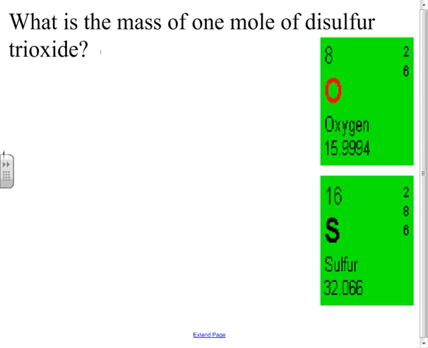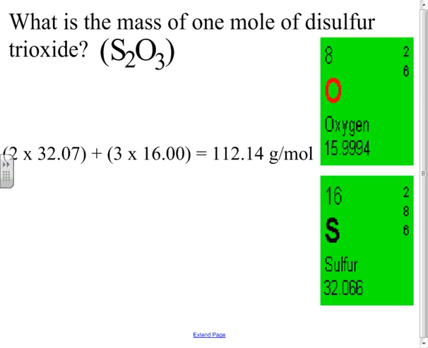If we have disulfur trioxide, again, the first thing I do is figure out what the chemical formula of disulfur trioxide is. It is S2O3, so 2 sulfurs and 3 oxygens. So we're going to multiply the mass of sulfur by 2, the mass of oxygen by 3, and add it together. That gives you the molar mass of disulfur trioxide.